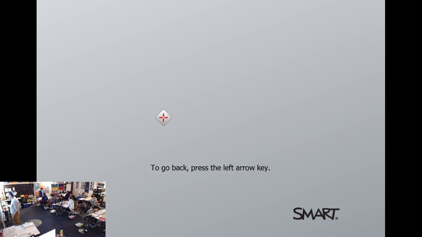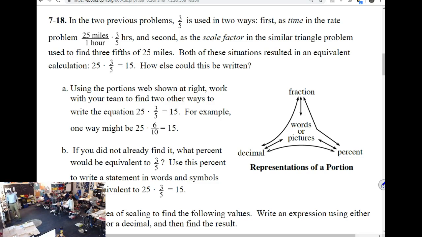Do a portions web if you want to real quick. You don't have to, as long as you know how to do it. If you're comfortable doing it, then that's fine. So, Quinn, there's your 6/10. We found out you weren't going that way, but there's the 6/10, if you guys want to take that way.